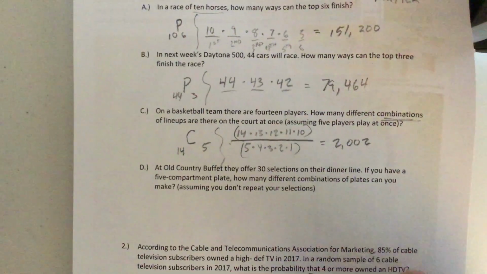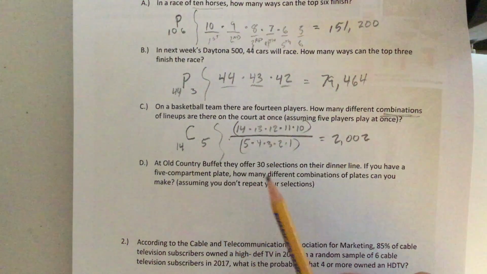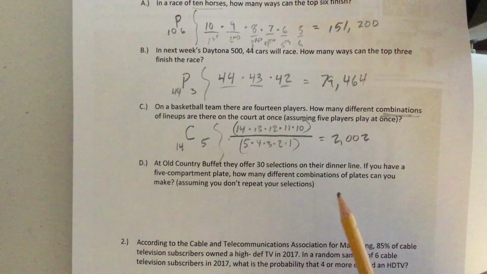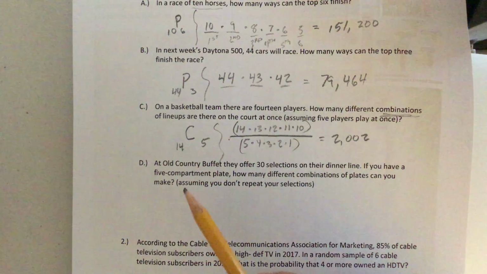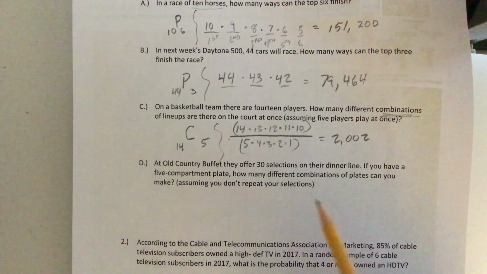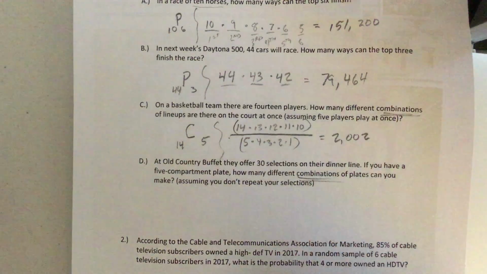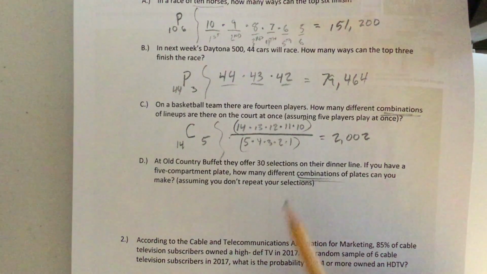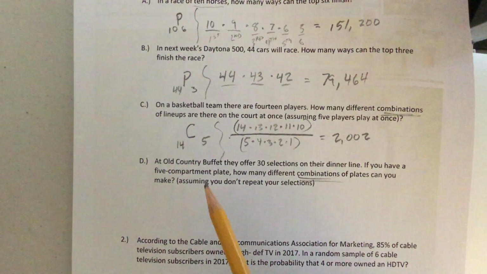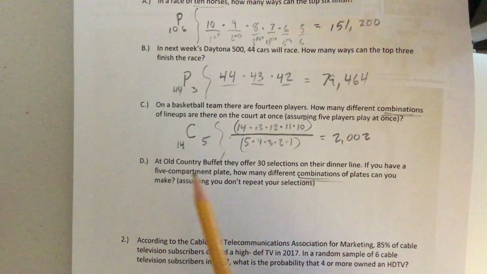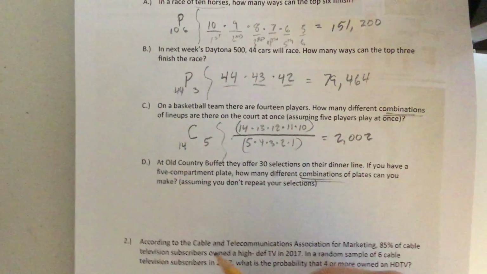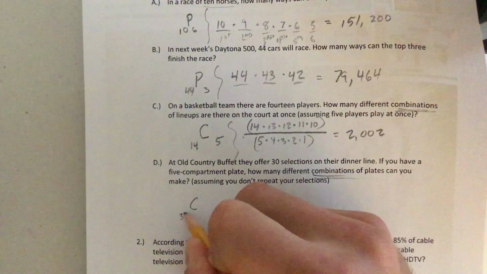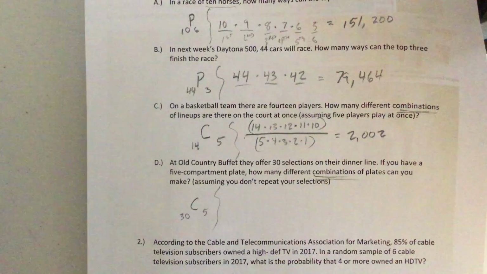Okay. Letter D, Old Country Buffet. They offer 30 selections on their dinner line. If you have a 5-compartment plate, how many different combinations of plates can you make? It doesn't matter if you choose chicken wings first or if you choose it 5th, as long as it makes it on the plate. You know what I'm saying? So this is a combination, specifically 30 choose 5.